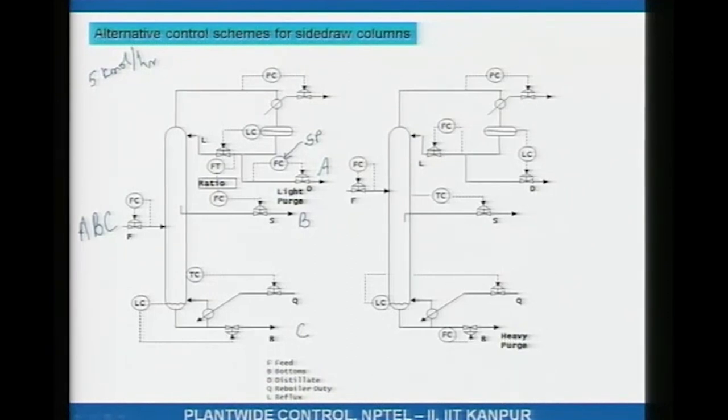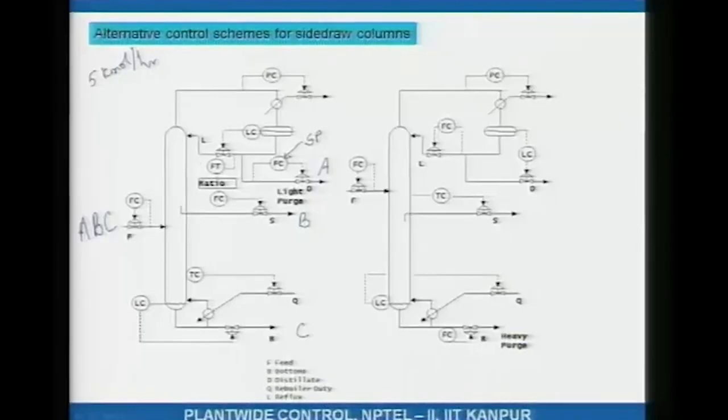So, what do I do? I open the reflux valve, and since this reflux is going to ultimately end up here, I also open the side draw valve. I hope that makes sense. I am forcing the A or the distillate flow rate to be constant. If the level is increasing, all of the material will be sent back through the action of the level controller back into the column. This material which is being sent back into the column has to be taken out someplace.